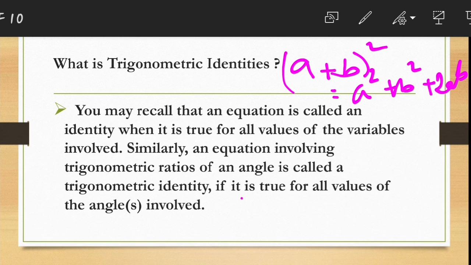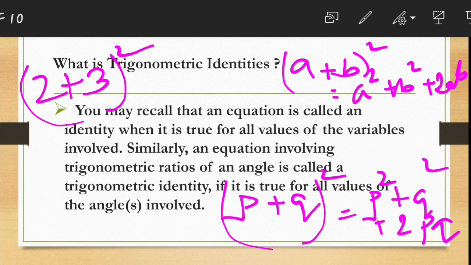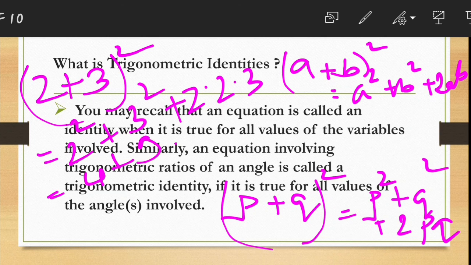Suppose you are using (p plus q) whole square, then the formula will be the same, that is p square plus q square plus 2pq. If you use (2 plus 3) whole square, it will be 2 square plus 3 square plus 2 into 2 into 3, that means 4 plus 9 plus 12, that means 25. Again you can see that (2 plus 3) whole square means 5 square, that is 25, right? That means the value will be the same. These are the identities.